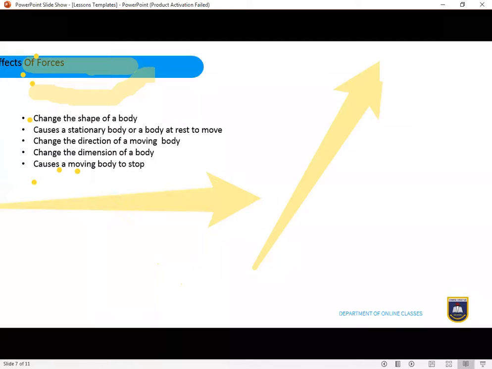An example again is what? A balloon. If you take a balloon right now, if you blow air into it, what happens? The shape changes. So a force changes the shape of what? A body. Another one is called the car tire.